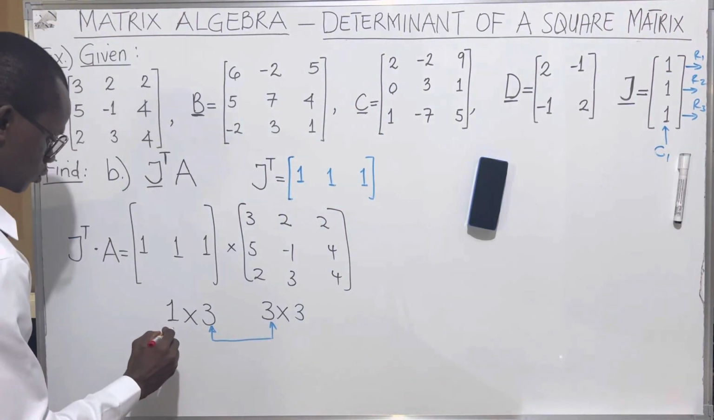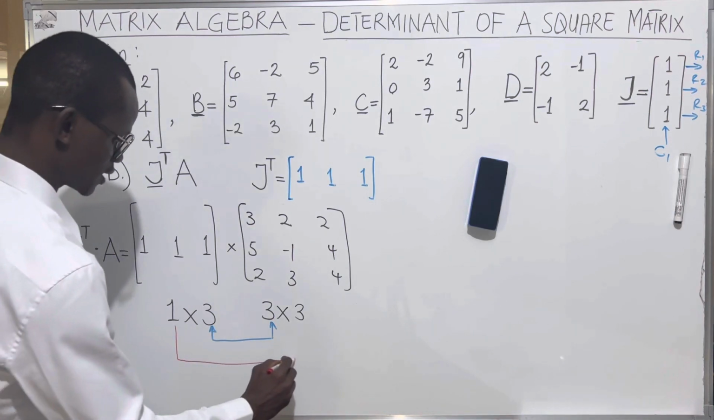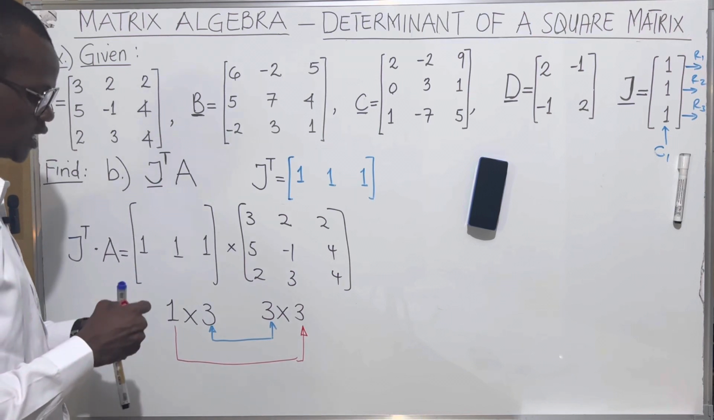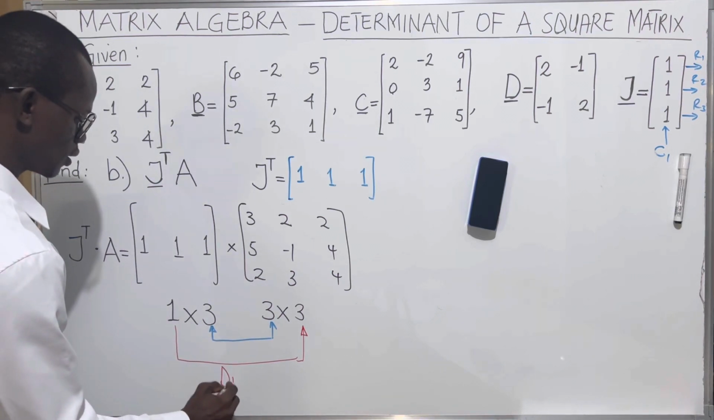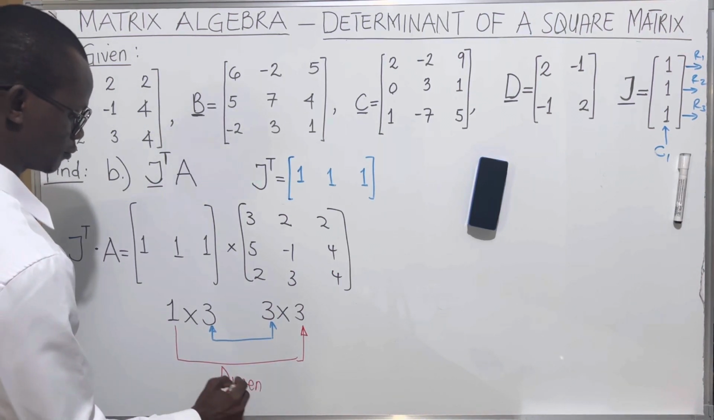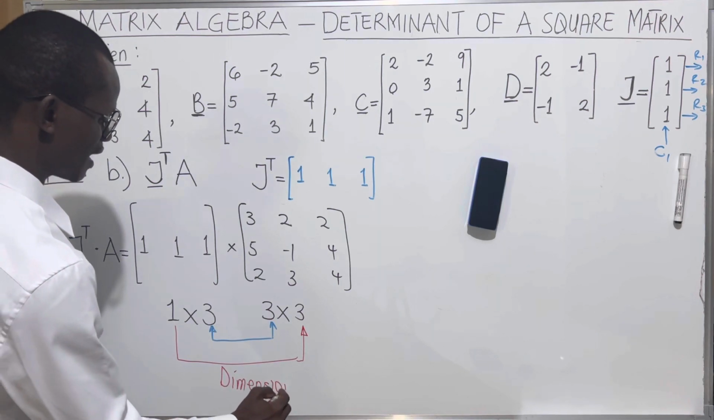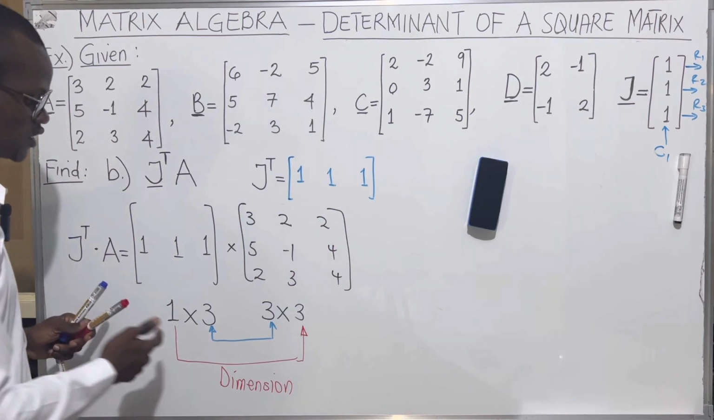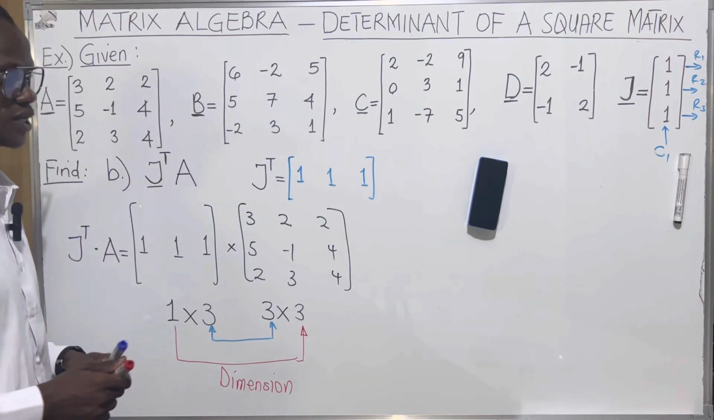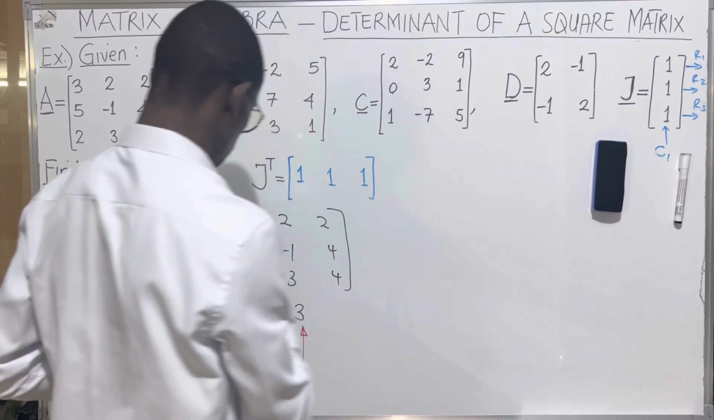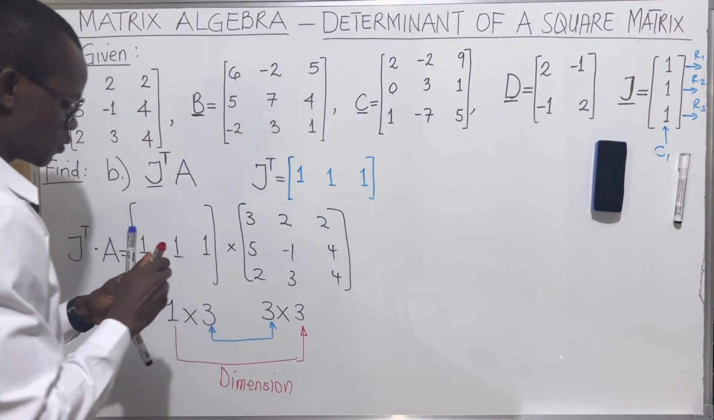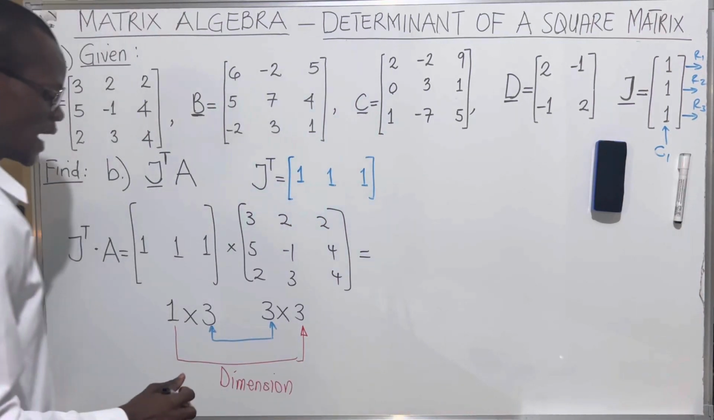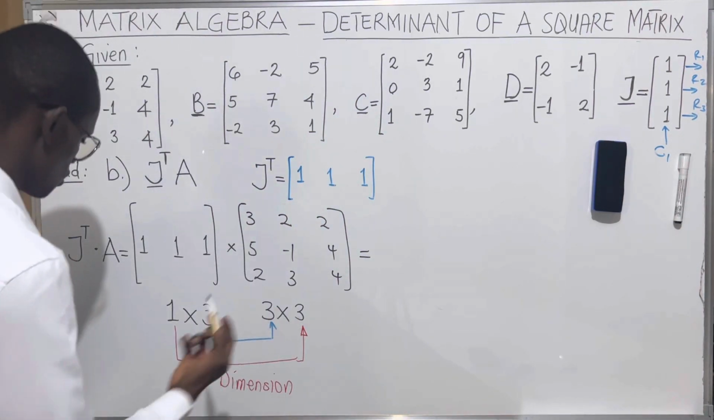Then the row of the first matrix and the column of the second matrix will be the dimension of the new matrix, or the dimension of the product of the two matrices. So the dimension of this new matrix now is going to be 1 by 3. So if we multiply these two matrices, the result we're going to get is going to be a 1 by 3 matrix, most times in this form.